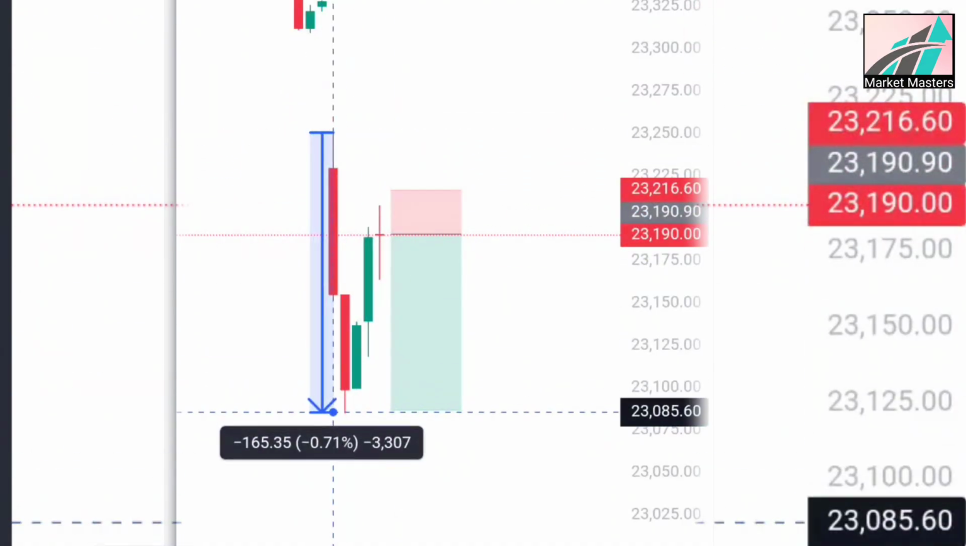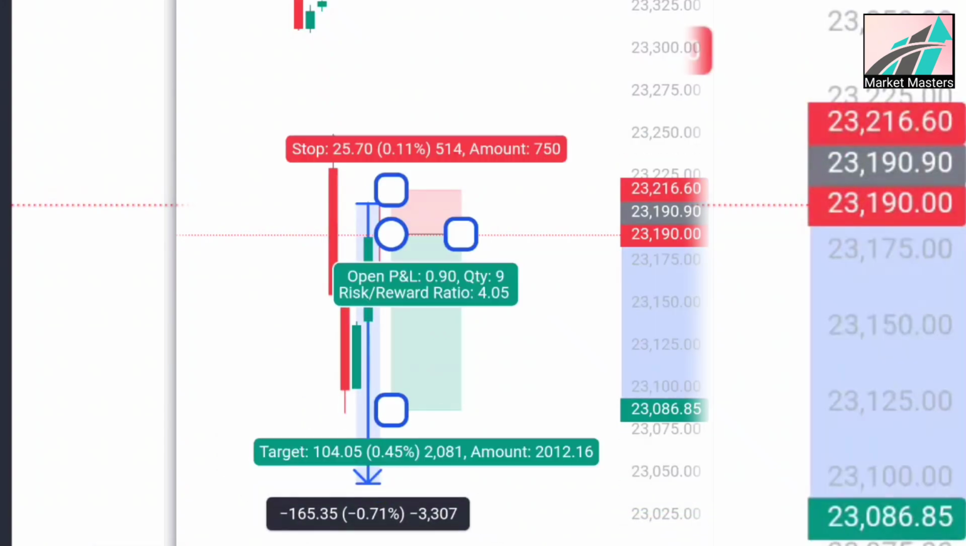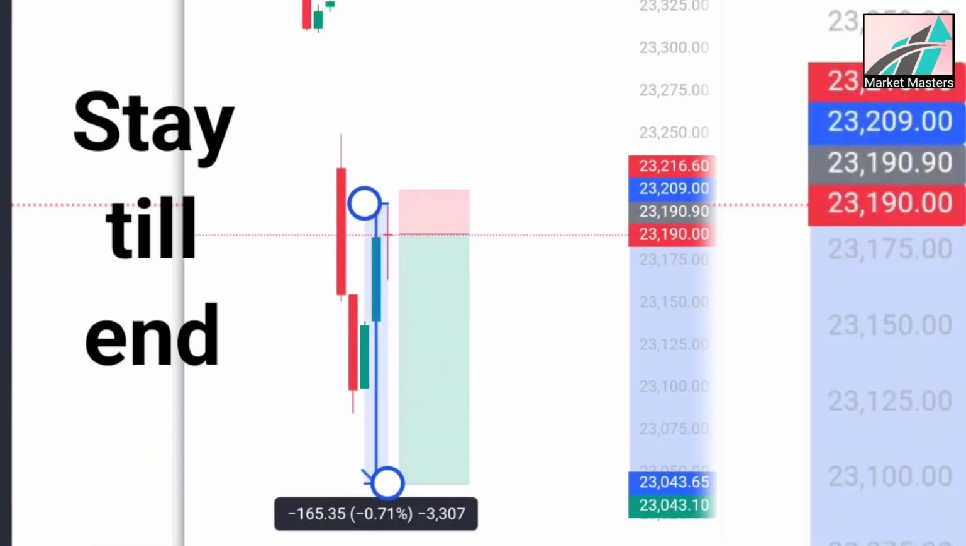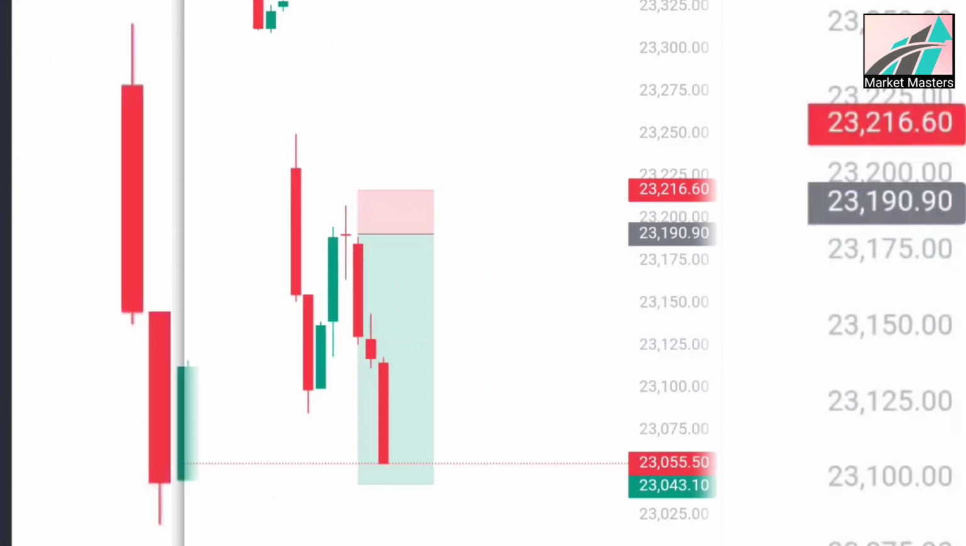If you have found it difficult to decide where to enter or exit the trade, this video will help you. Stay till the end to learn all the details. The trade moves in our favor and we hit our target.